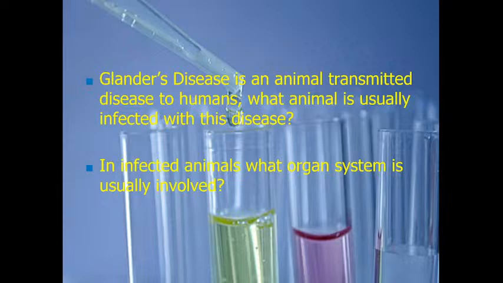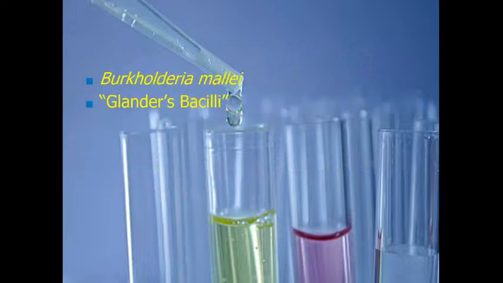And any infected animals, what organ is usually involved? It's usually the pulmonary tract, or it has pulmonary involvement. So Glanders disease actually is from Pseudomonas mallei, also known as Burkholderia mallei. It's now Glanders bacilli, and the organism is known as Glanders bacilli.